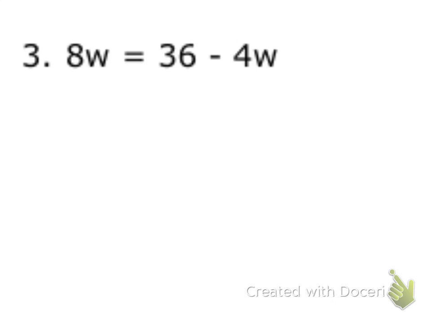Now this example, again, if I were to move the 8w over, I would have everything on the right and would have to add to move something back. So I'm instead going to move the 4w. This 4w is negative or minus. You can look at it either way. In order to get that to 0, I'm going to have to add 4w to both sides.